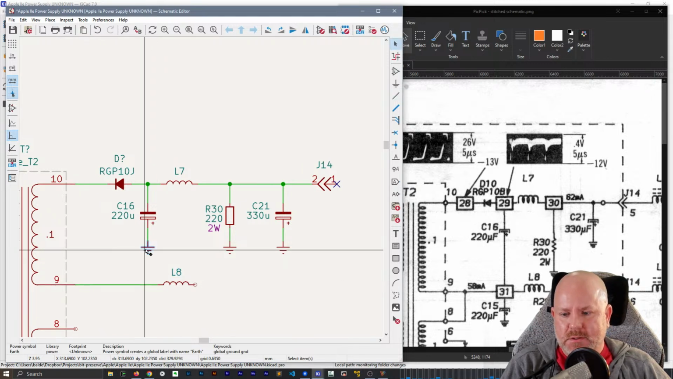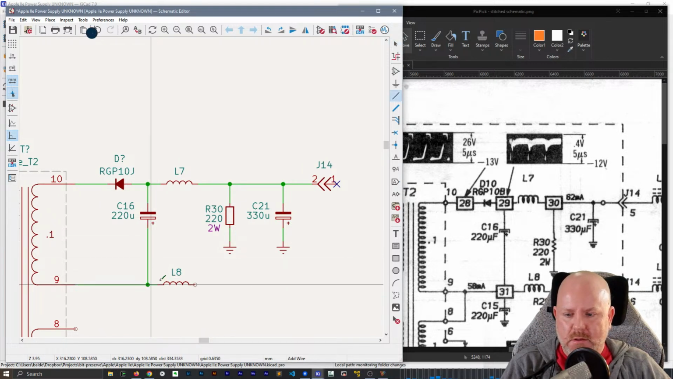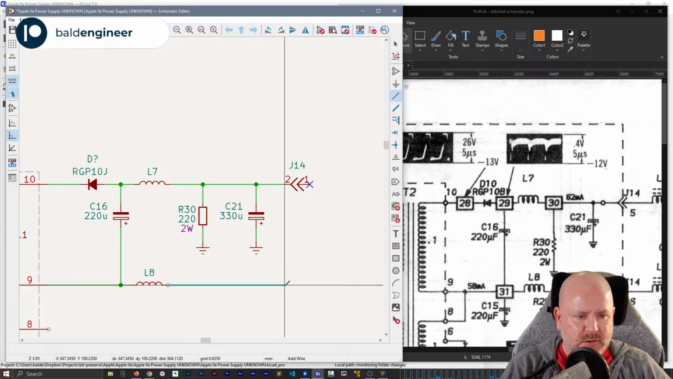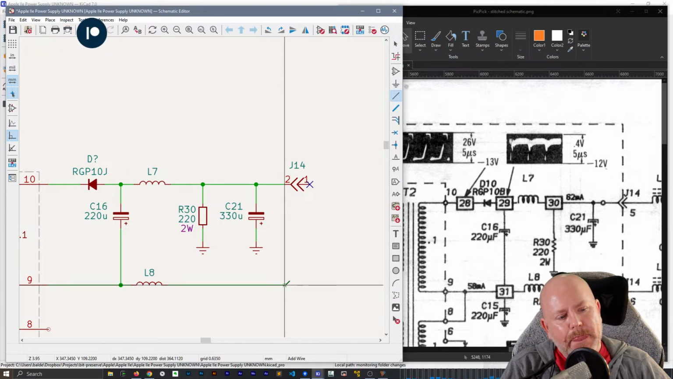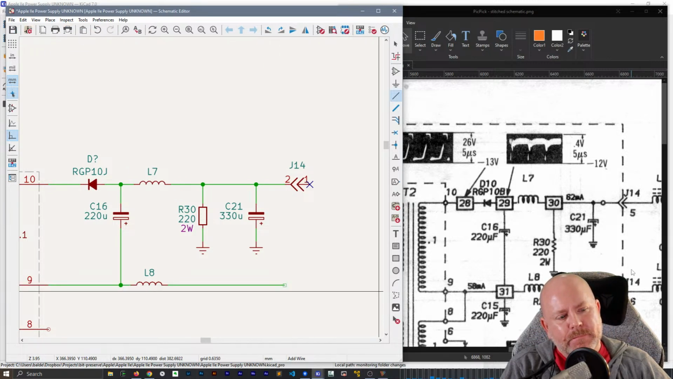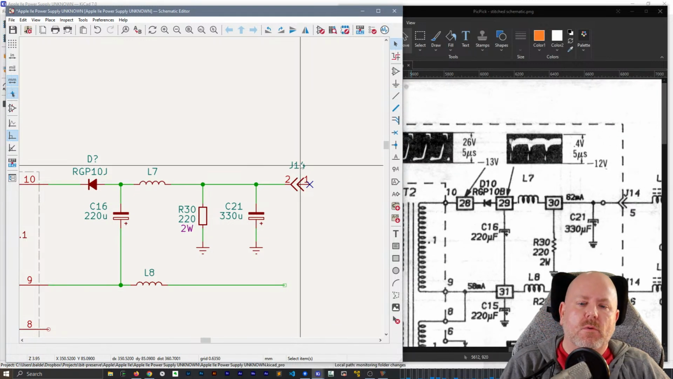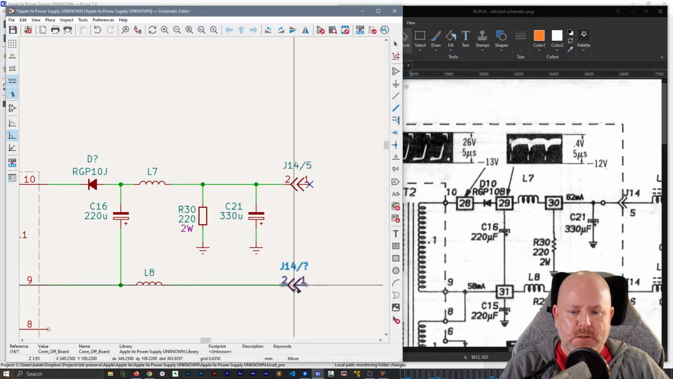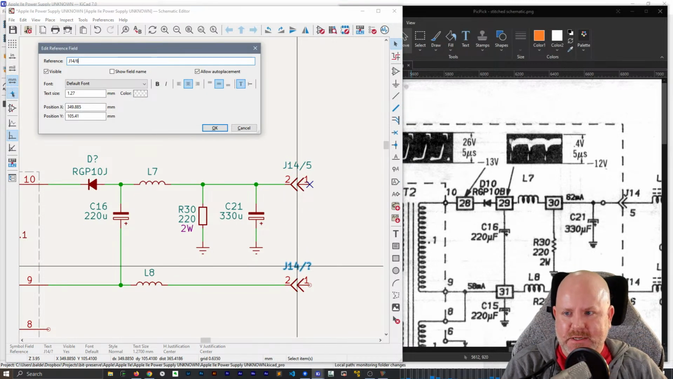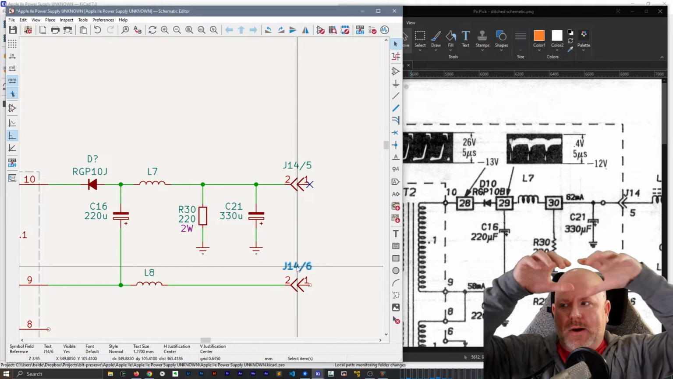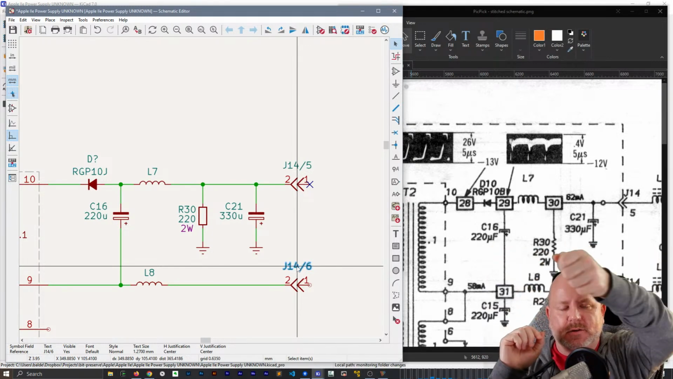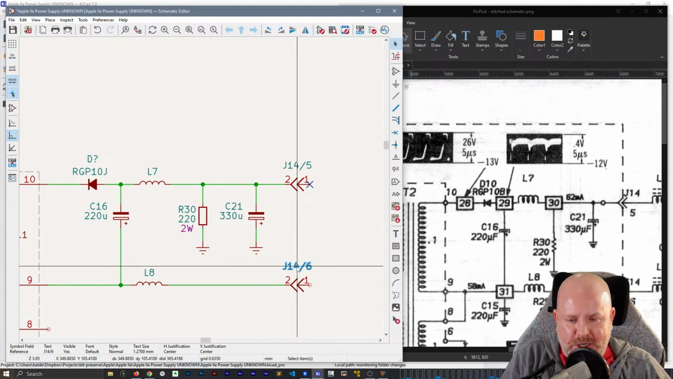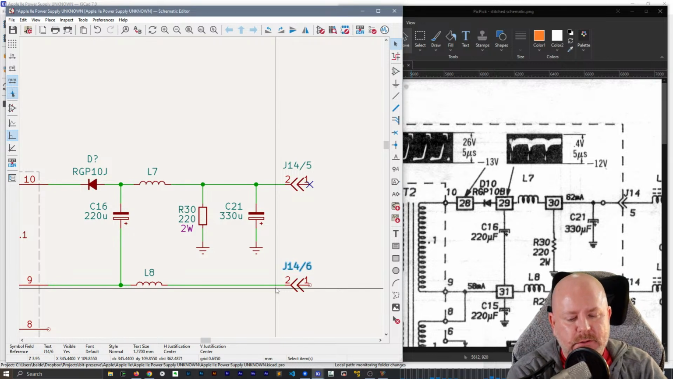Oh, that's not ground. All right. And then this is eventually going to come over to here. Oh, I know what's going on. This is J14, J14 pin 6. So on the Apple IIe, the power supply is completely separate, and there's a cable that plugs into a single row of pins. And so J14 is probably the connector that it plugs into.